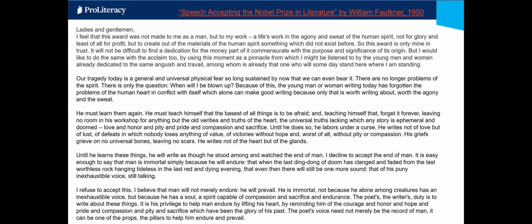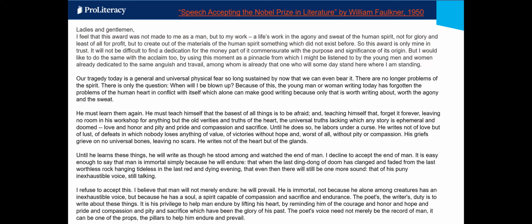I decline to accept the end of man. It is easy enough to say that man is immortal simply because he will endure. That is when the last ding-dong of doom has clanged and faded from the last worthless rock hanging tideless in the last red and dying evening, that even then there will still be one more sound, that of his puny, inexhaustible voice, still talking.